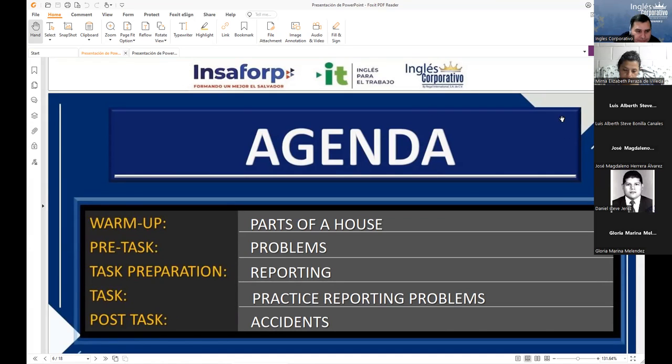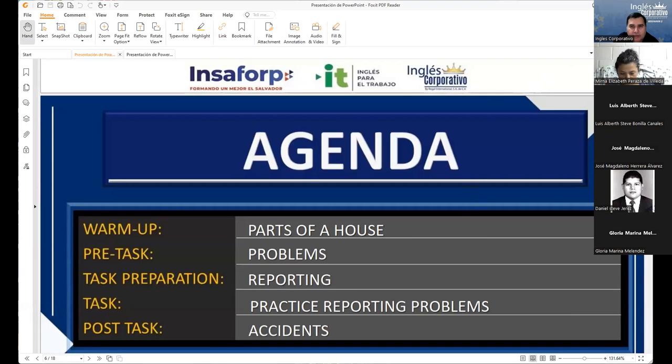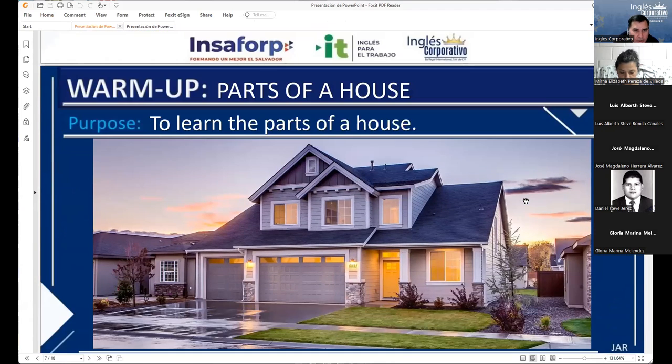parts of a house. Okay. Much better. All right, my dear friends. Warm up. Parts of a house. The parts of a house.